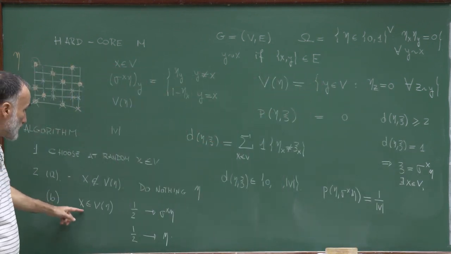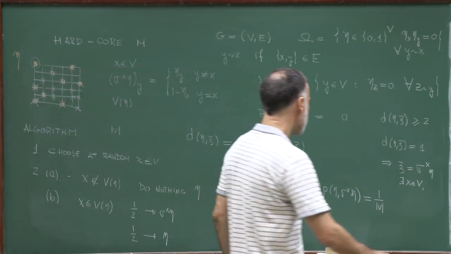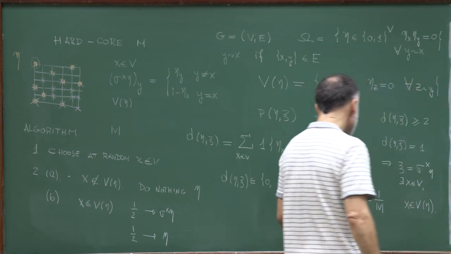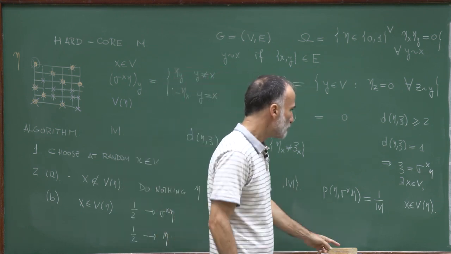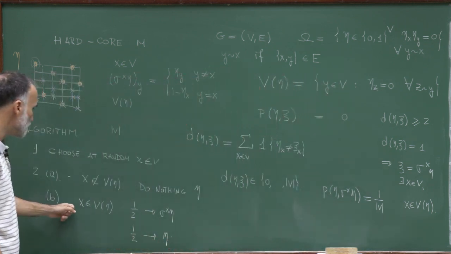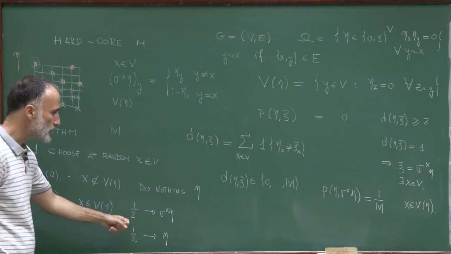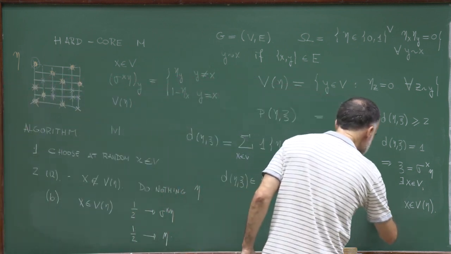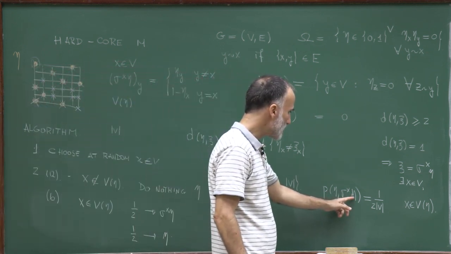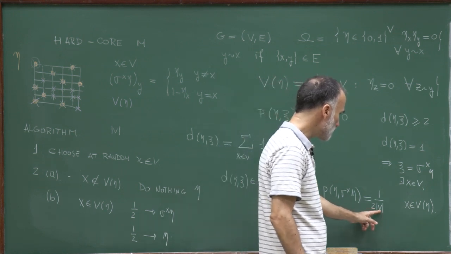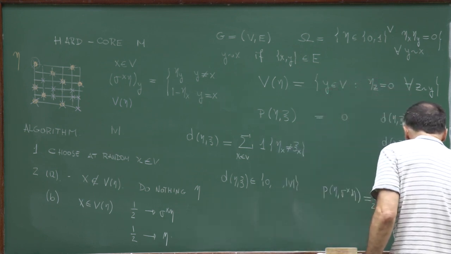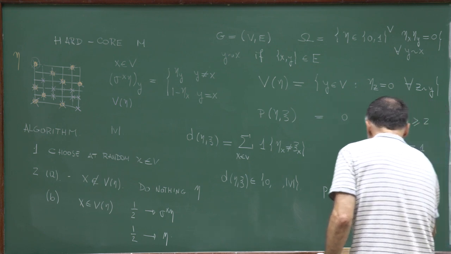And, well, this means also that x belongs to V of eta. Because otherwise, this probability is 0. So if x does not belong to V of eta, this probability is 0. But if x belongs to V of eta, the probability that I change is 1 over 2. So this is the probability that I jump from eta to sigma x eta. It's 1 over 2 multiplying V, the total number of sites, if x belongs to V of eta. If x does not belong to V of eta, this probability is 0.